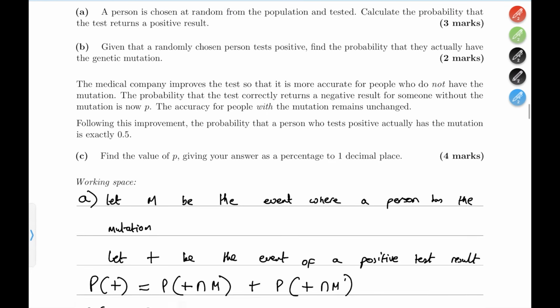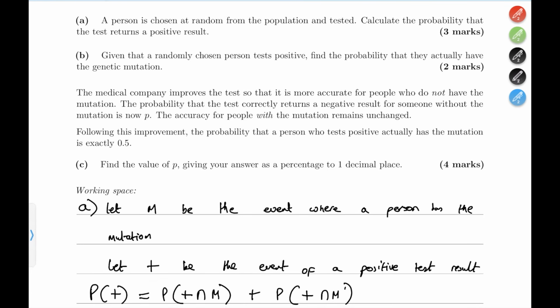So it says here that the medical company improves the test so that it is more accurate for people who do not have the mutation. The probability that the test correctly returns a negative result for someone without the mutation is now P. So if you don't have the mutation, it will come negative with probability P. And the accuracy for people with the mutation remains unchanged. Following this improvement, the probability that a person who tests positive actually has the mutation is exactly 0.5. Find the value of P, giving your answer as a percentage to one decimal place.